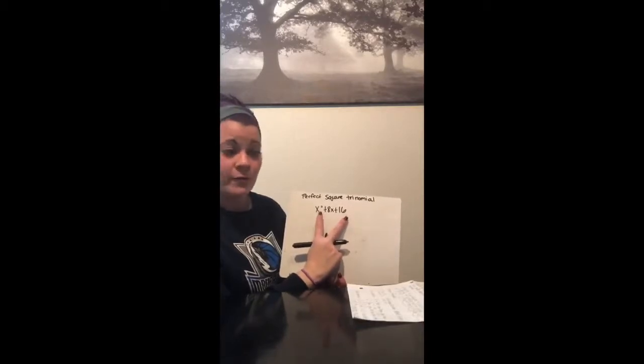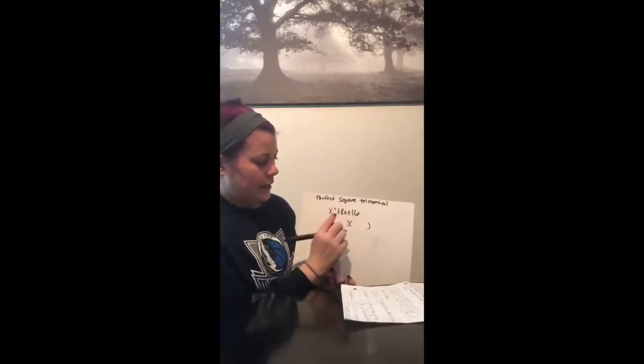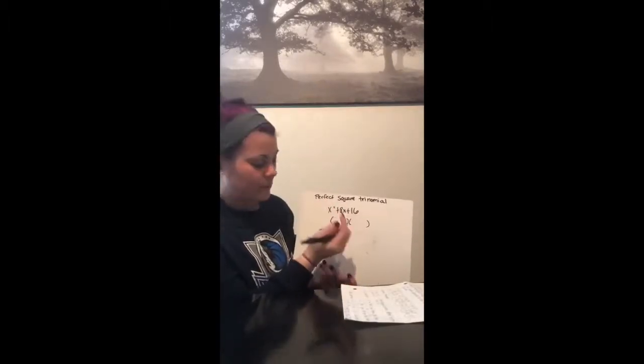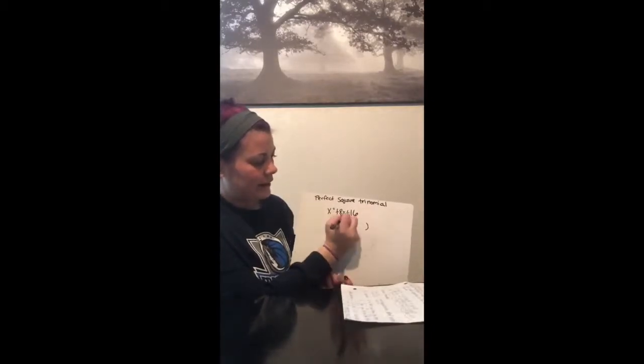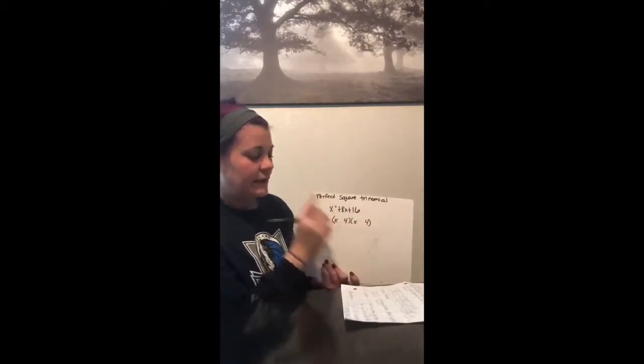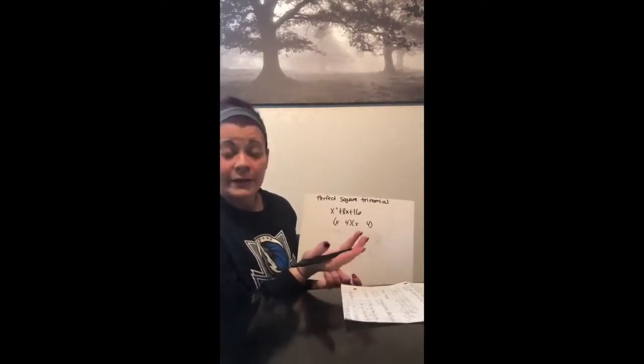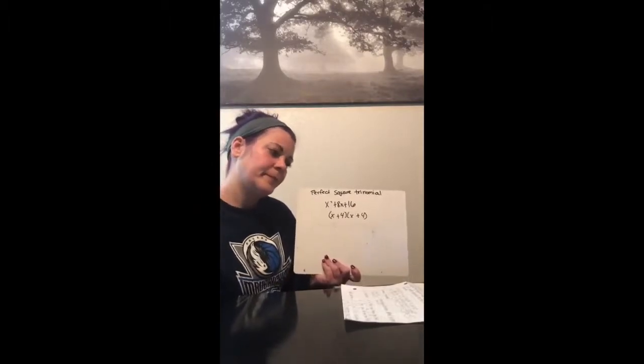But if you notice that the first and last term are both perfect squares. So if you look here, obviously this is addition, so it's a perfect square. And I can take the square root of each of the first and the last term if they're both perfect squares. X and x, 4 and 4. And then we look at the middle term and it's a positive 8. So we know that they are both positive. Okay?